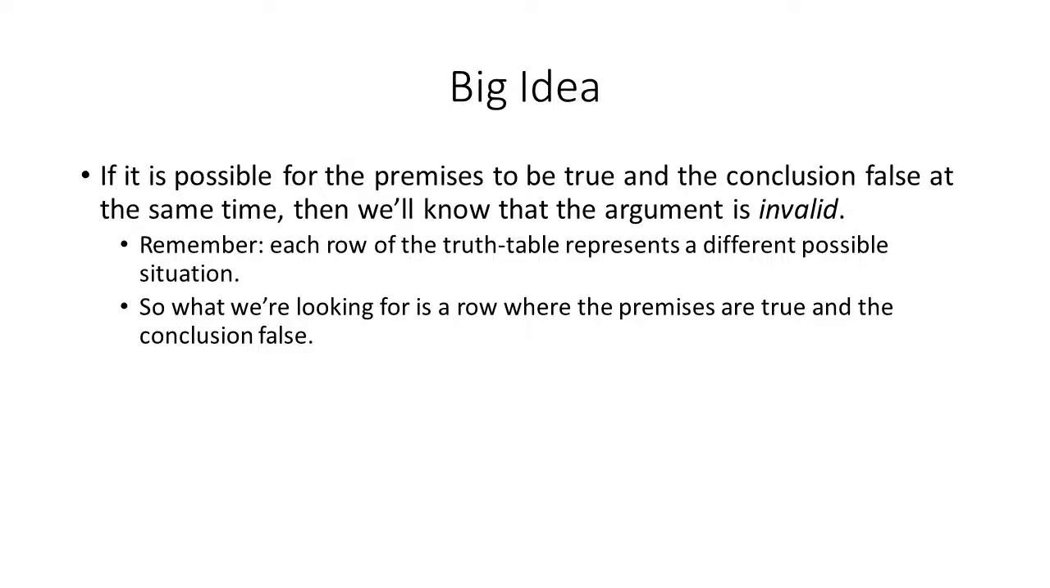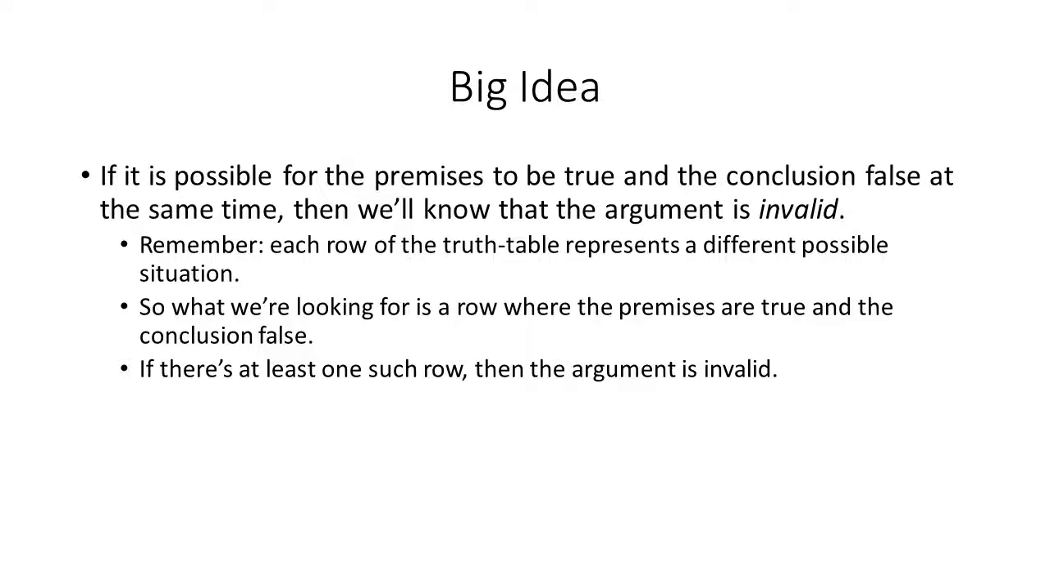So what we're looking for is a row where the premises are true and the conclusion is false. That would be a row that shows that it's possible, a possible situation where the premises are true and the conclusion's false. And if we can find such a row, then we know that the argument's what? That's right, invalid. So again, if there's at least one such row, then the argument is invalid. If there's no row like that, where the premises are true and the conclusion's false, then the argument's valid.